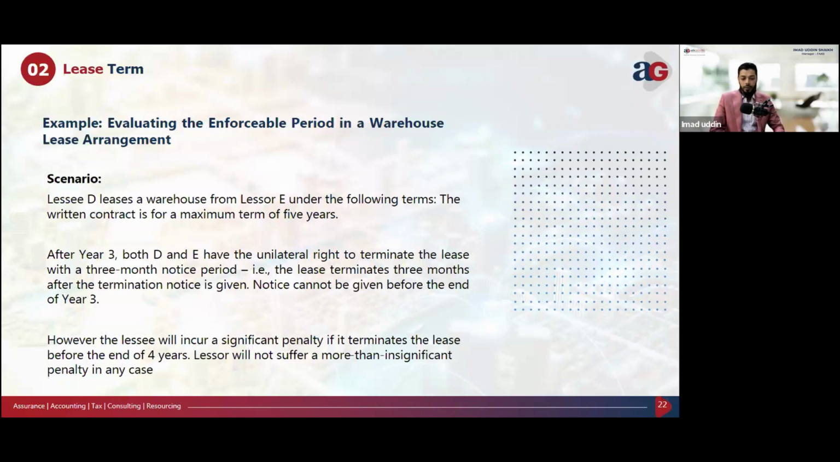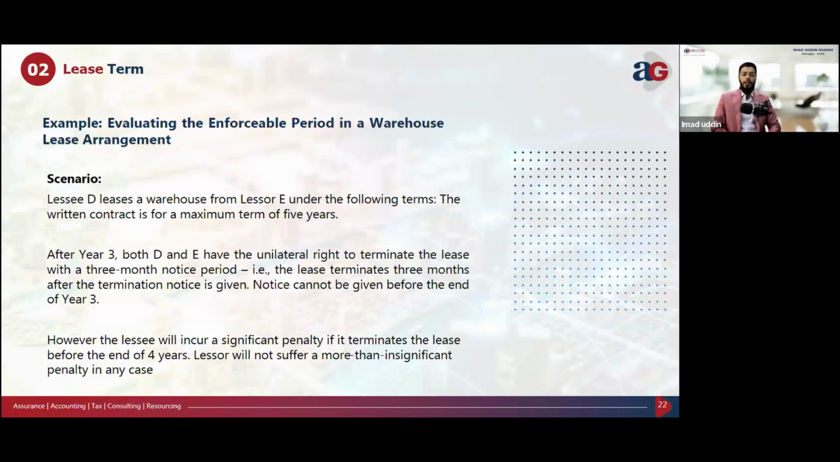However, this is a very important condition. Lessee will incur a penalty, which is significant, if it terminates the lease before the end of 4 years. Which means although the lessee had the right to terminate the lease at the end of 3 years, the lessee will still be required to incur a penalty until the end of 4 years, after which he can cancel the lease without any penalty. But the lessor will not suffer more than an insignificant penalty in any case.